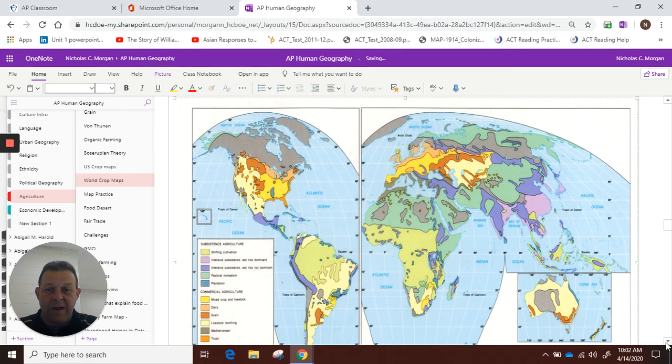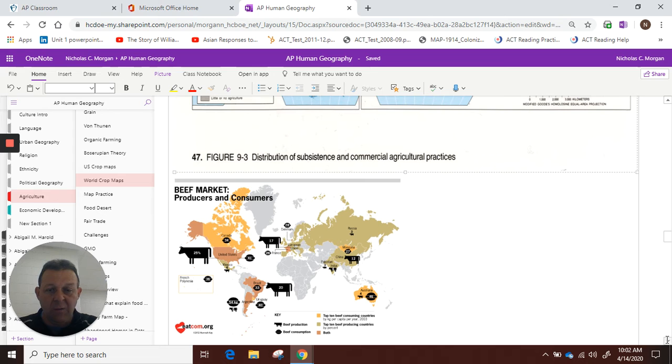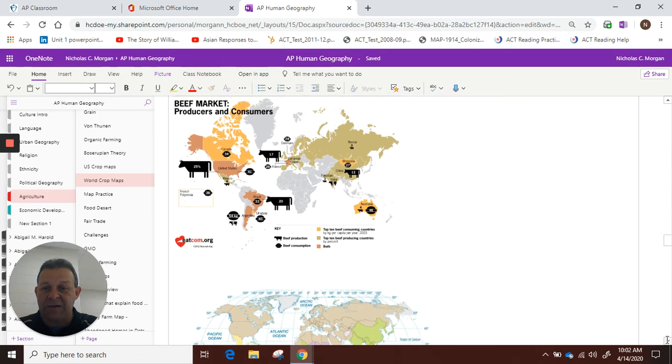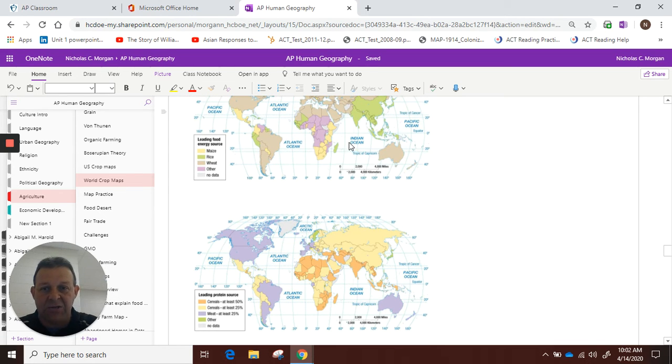Also, here's another great map. I think this one may be in your book, of agricultural zones. Try to match those up and explain why. Here's another one down here of beef markets and consumers in the world, explaining what areas eat a lot of meat. Obviously, some don't. Buddhists don't eat as much meat, so that's going to be a change.